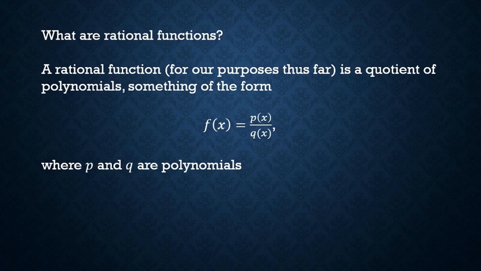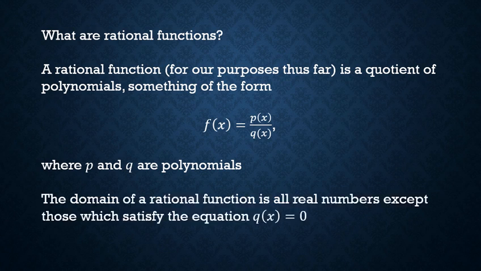In the next chapter, we're going to get to exponential and logarithmic functions as well. So a rational function could be, say, a logarithmic over a polynomial or a polynomial over an exponential. But so far, and really for our purposes in this course, we're really just going to be focusing on rational functions as quotients of polynomials.